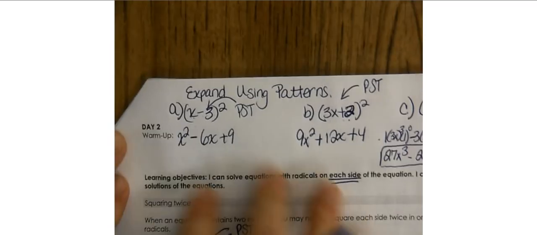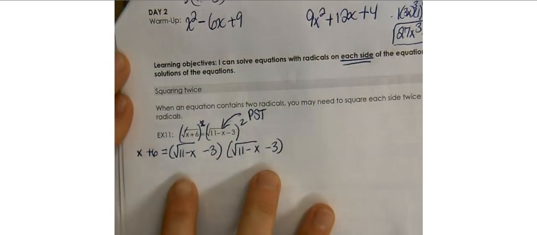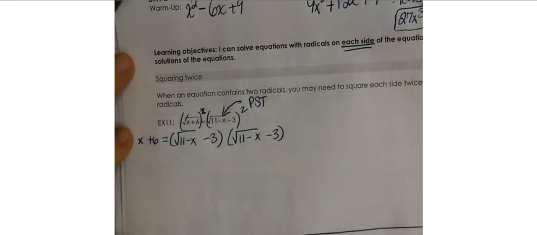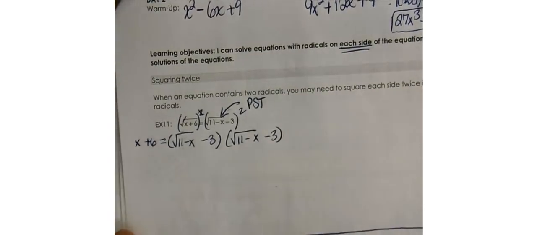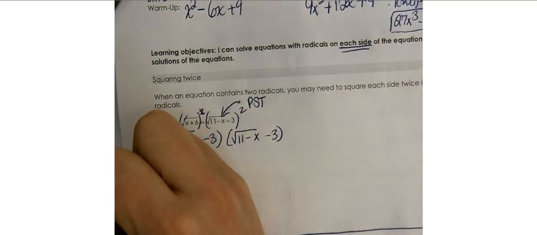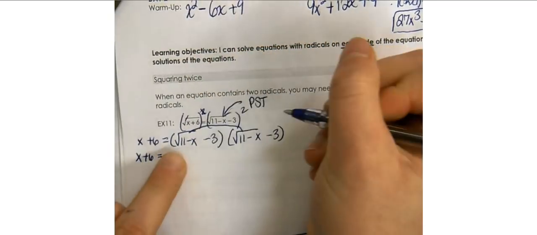So that means that we're going to have to FOIL it or use your patterns just like we did in our warm-up for today. I'm going to start off by FOILing it so that you guys can see what will happen, and then in the other examples we'll use our patterns. And that'll help us to make these problems a little bit shorter. So I have x plus 6 is equal to, I'm going to distribute the square root of 11 minus x times the square root of 11 minus x is equal to the square root of 11 minus x squared.